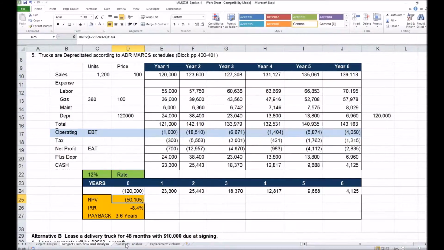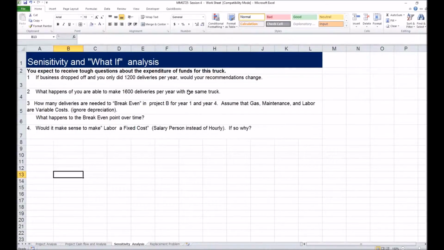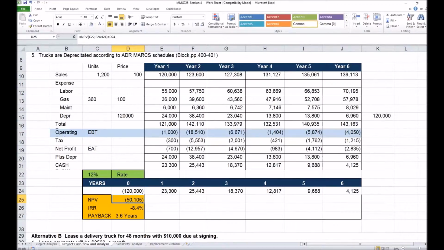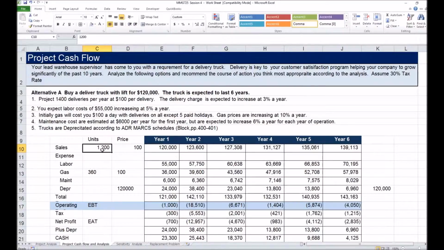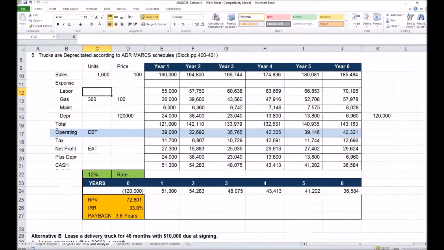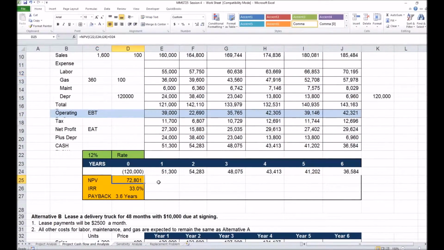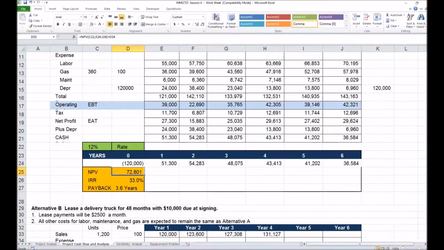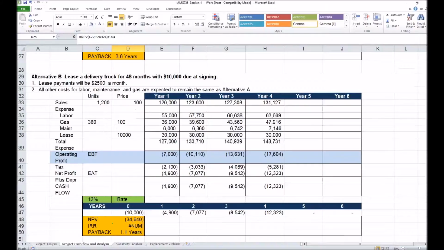Part B of this says, what happens if we had 1,600? We can go back to our original picture here, change the numbers to 1,600, and see what happens. Here we make $72,000 net present value. And remember, that's on top of the 12% that we said we needed to get. Internal rate of return of 33%. So that's going up pretty fast.